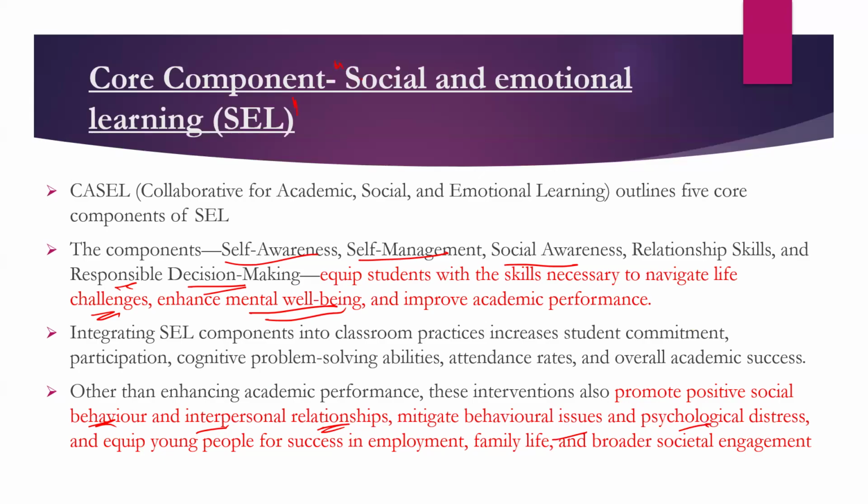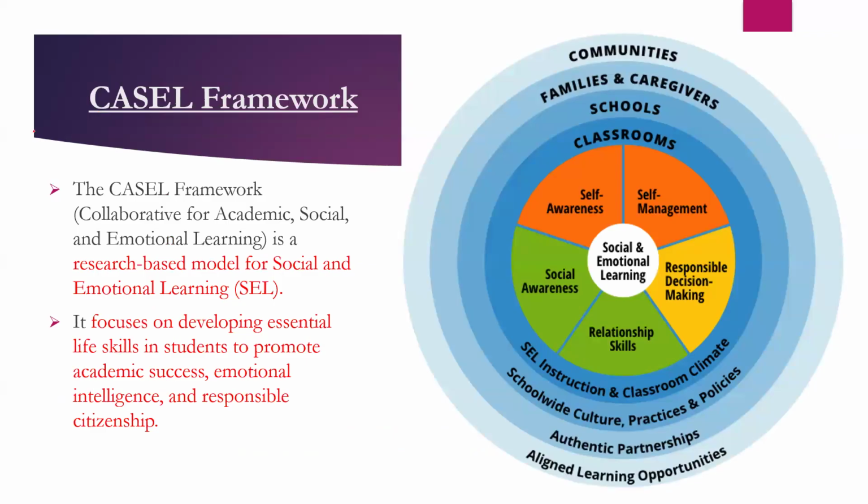Now to ensure or to add this core component, the government is focusing on the CASEL framework. It is basically a research based model to enhance a child's social and emotional learning. The focus is on developing essential life skills in students to promote academic success, but at the same time to enhance their emotional intelligence also. So that comes under the CASEL framework. Very, very important. You should definitely know this. So five components are mentioned here. Again, it should be given in classroom, school, families, communities, all of it. That is social and emotional learning.